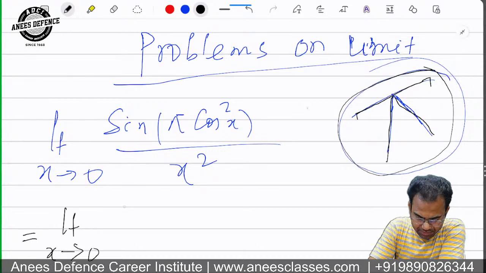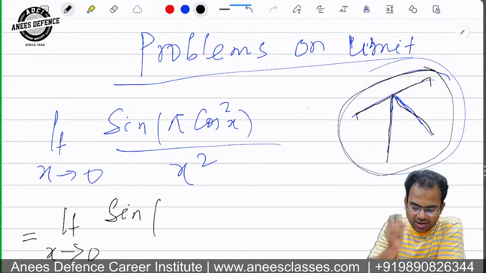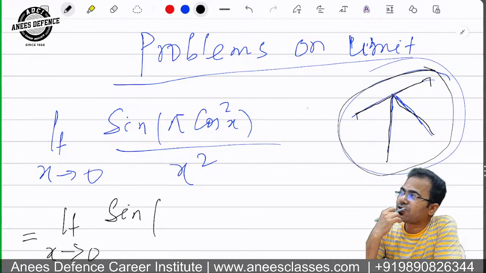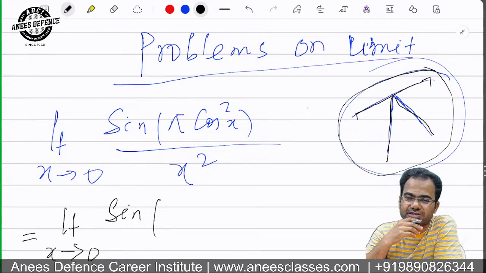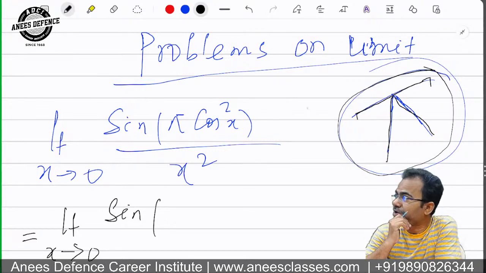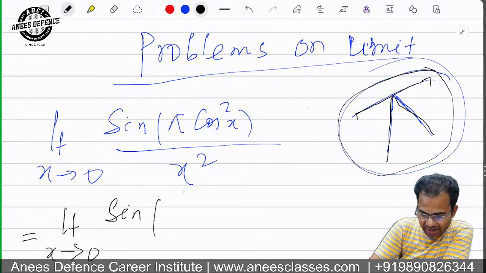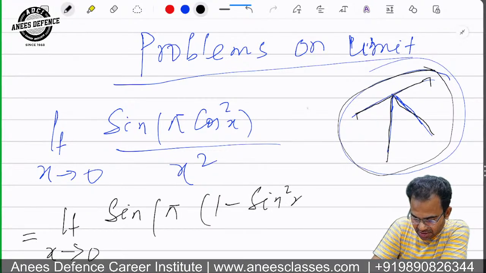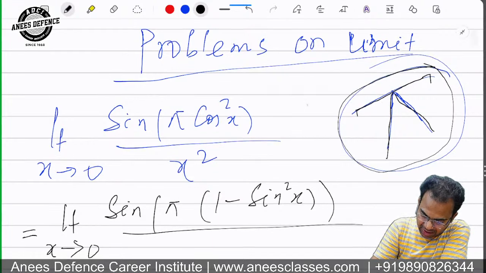X tends to 0, sin x is a continuous function and x square is a continuous function. Both are continuous, so the limit will exist. So here, no need to find LHL and RHL limits. You can directly find the limit by the finding limit process, okay? So cos square I can write as 1 minus sin square x. In place of cos square, I can write that.